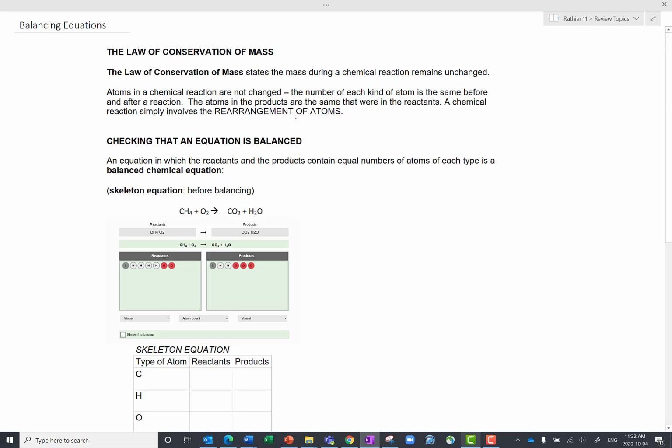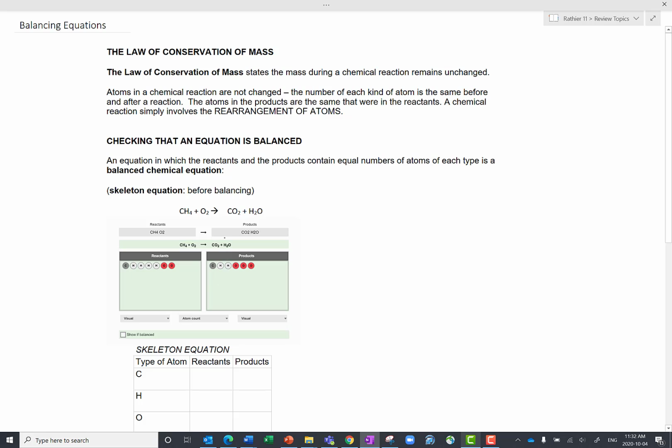The first thing that we want to do is look at a chemical reaction that has been unbalanced, which is called a skeleton equation. So let's look at this example here. We've got CH4 plus O2 going to CO2 plus H2O. And this is a combustion reaction.